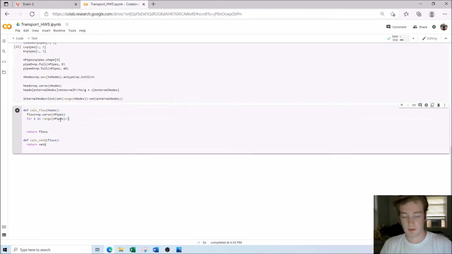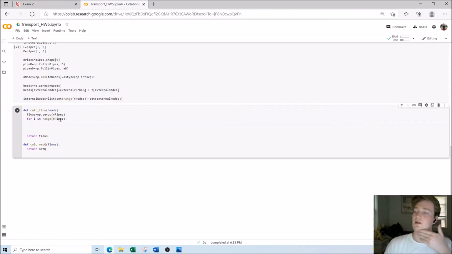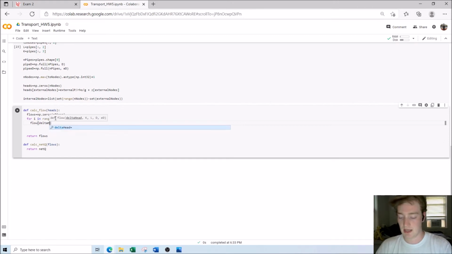Jesus. There we go. How are we going to do that? Well, we'll say, what is our flow? So flow, calling our flow from up above. So what do we need? We need a delta head. What else do we need? A k value. We want the specific k value, so k of I. What next? The length at I. The, ooh, delta head KL.